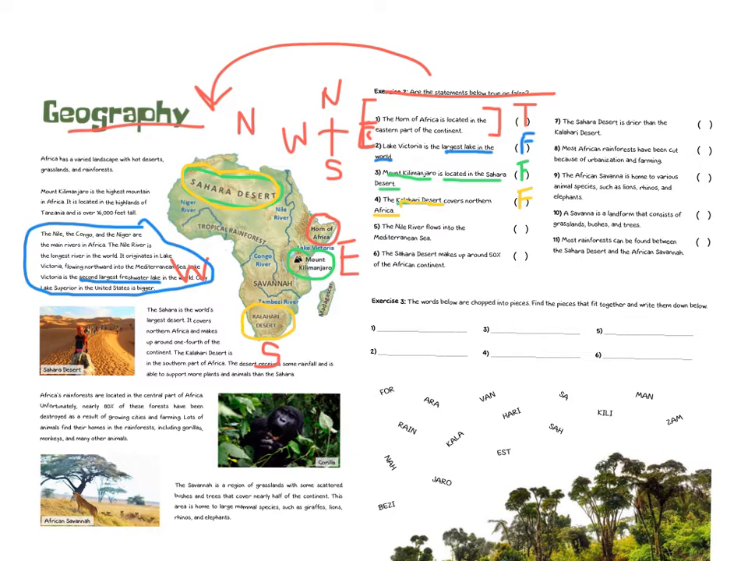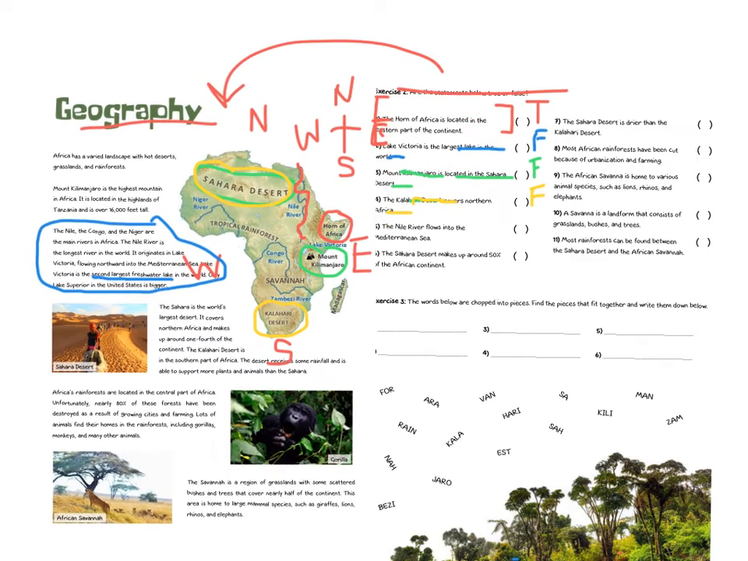Okay, let's do number 5. The Nile River flows into the Mediterranean Sea. Here's the Nile River. And it's flowing, but I don't remember where it goes, so I'm going to have to go back in the text. And I'm seeing here, let me show you what paragraph I'm in.